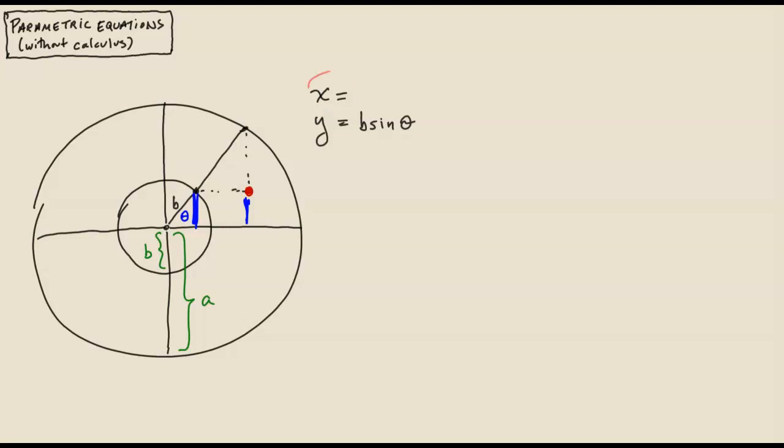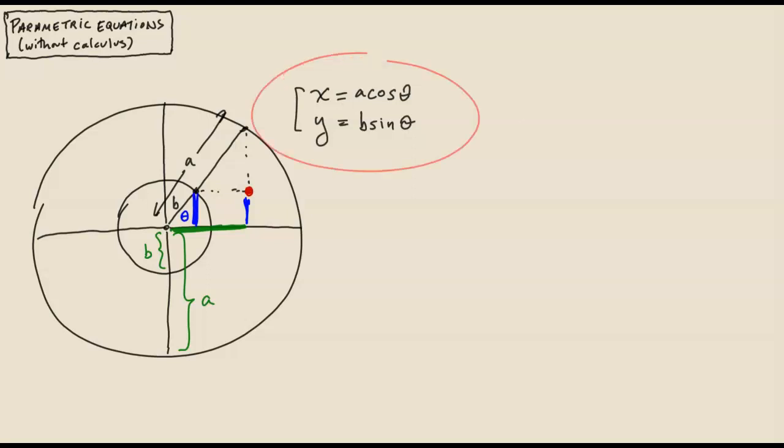Well, that was easy. How about the x coordinate of this point? Well, that's this length right here that I'm putting in green. And hey, that's the leg of another right triangle, and I know the hypotenuse of that triangle. It's the radius of the big circle, which we've said is A. So again, by the simplest of right angle trigonometry, the green leg of the highlighted triangle is going to be A times the cosine of theta. So that length, the x coordinate of this point, gives us our other parametric equation. x is equal to A cosine theta. And we have our parametric equations.